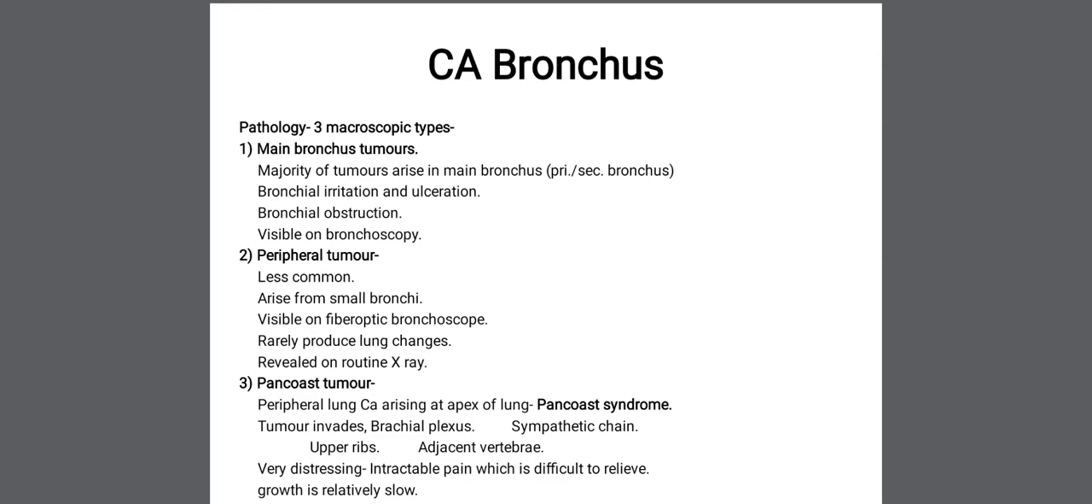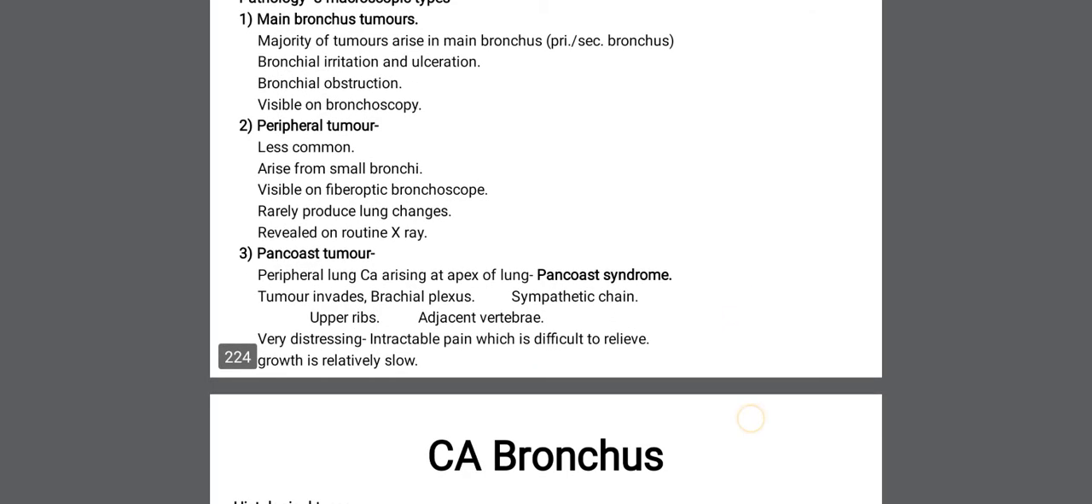This main bronchus tumor is visible on bronchoscopy, while this peripheral tumor is visible by fiber optic bronchoscope. So these are the three types in the pathology of CA bronchus.